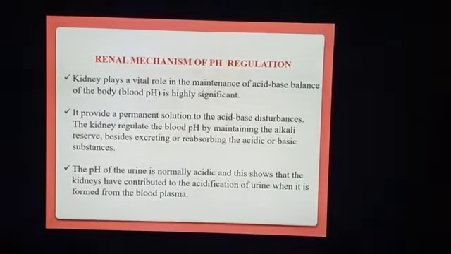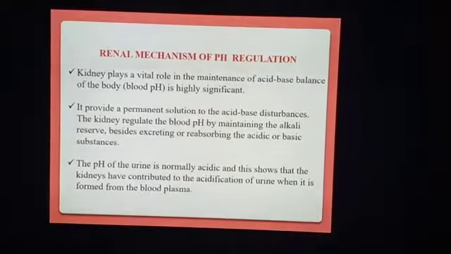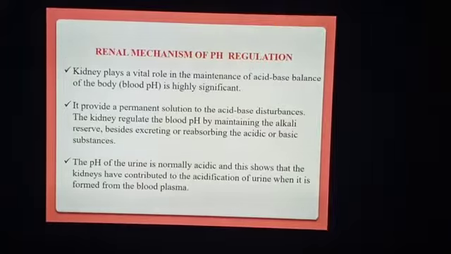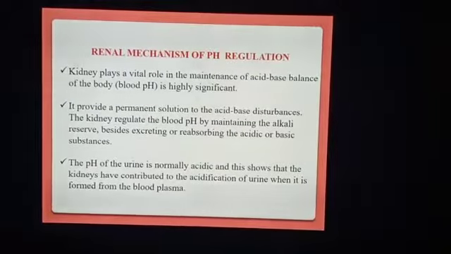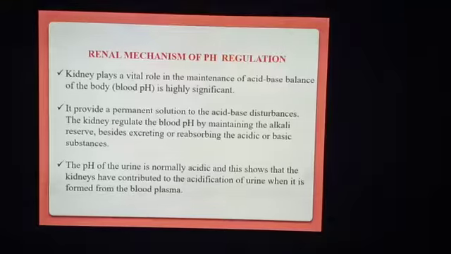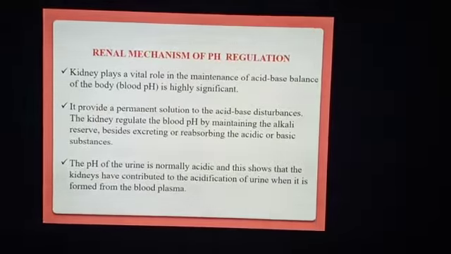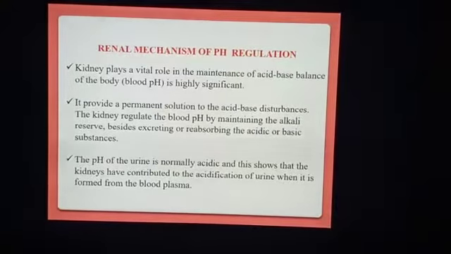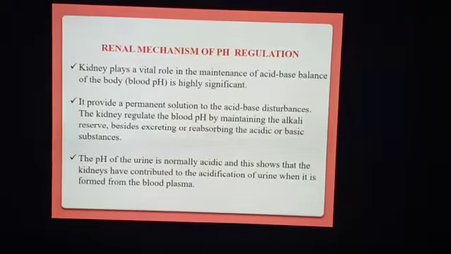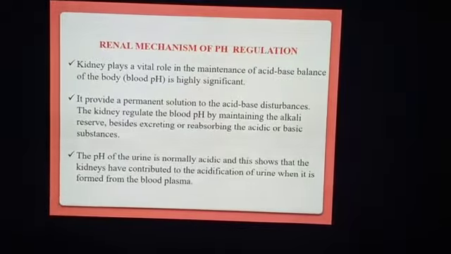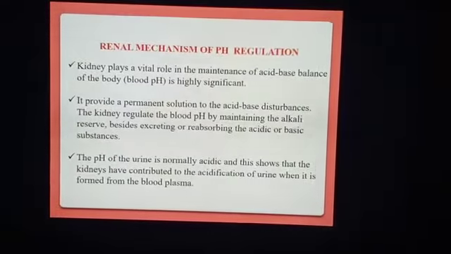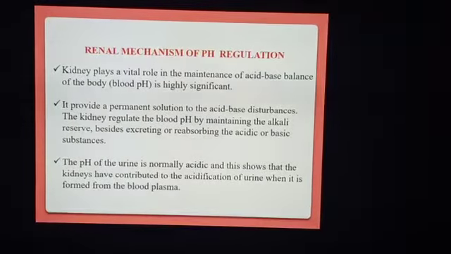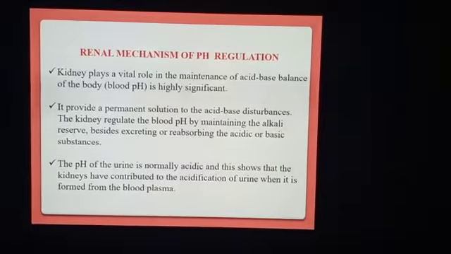Renal mechanism of pH regulation. The kidney plays a vital role in the maintenance of the acid-base balance of the body and is highly significant. It provides a permanent solution to acid-base disturbances, and the kidney regulates the blood pH by maintaining the alkali reserve besides excreting or reabsorbing acidic or basic substances. The pH of the urine is normally acidic, which shows that the kidney contributes to the acidification of urine when it is formed from the blood plasma.